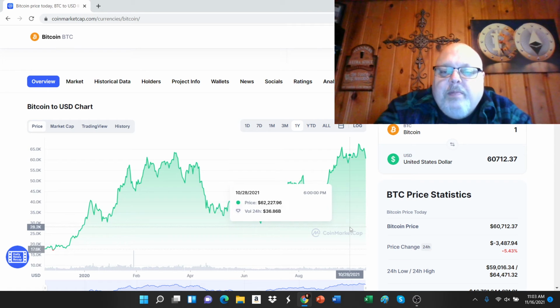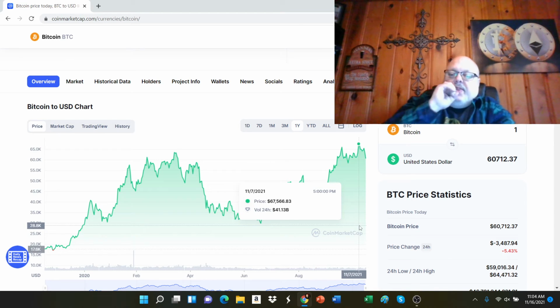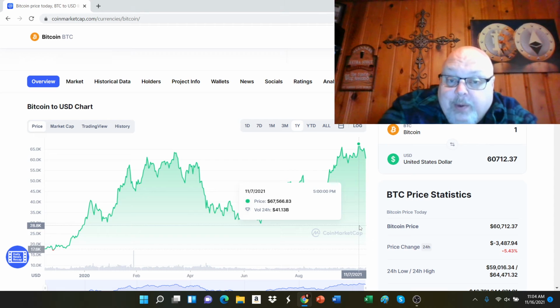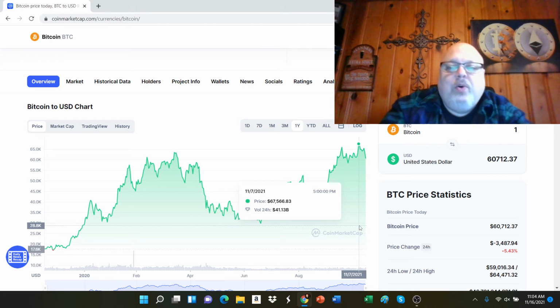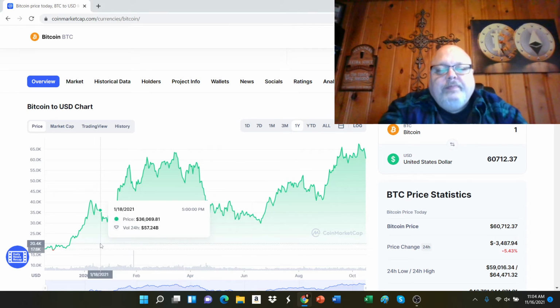Look at the drop. Barely breaks 60. We test that support multiple times at 60. And then we're back up in the new all-time high, my friends, 68 this month, a week ago. What happens when a new all-time high hits? People sell. It's a new all-time high. People sell off. And here we are.